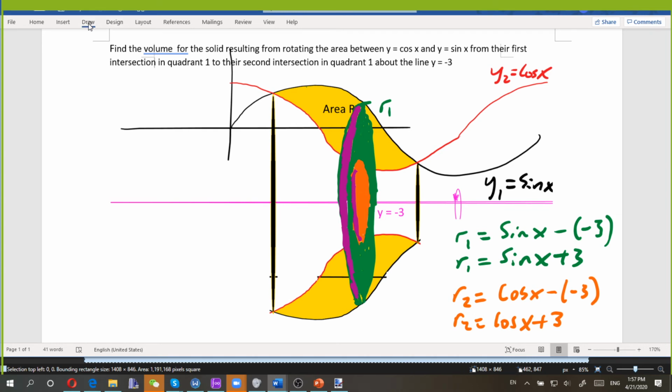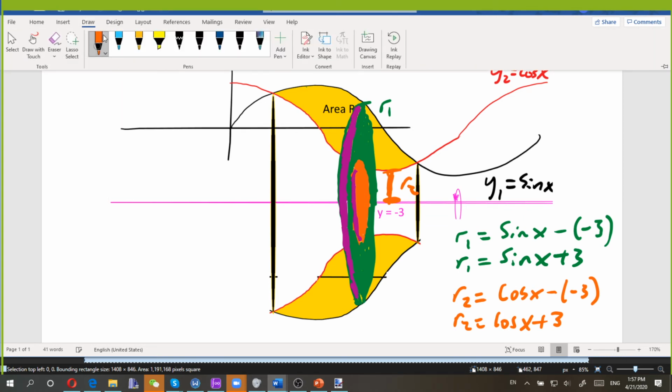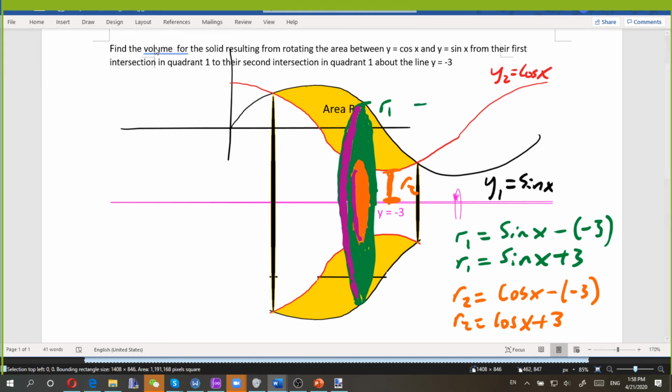Redraw my radii on the outside here. Oh, so wait, why? Say again? Oh, never mind, I figured it out. Okay. R1 from here to here. Okay.